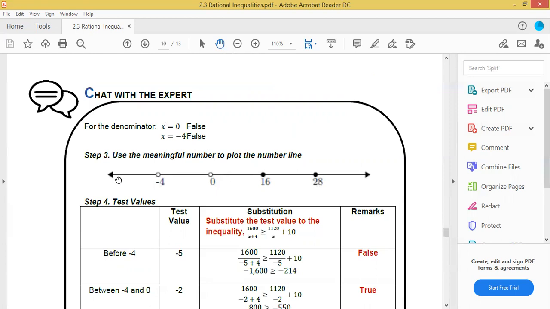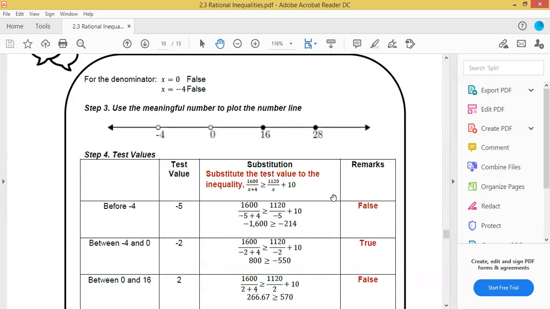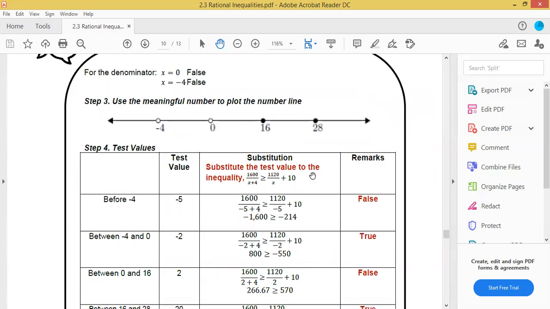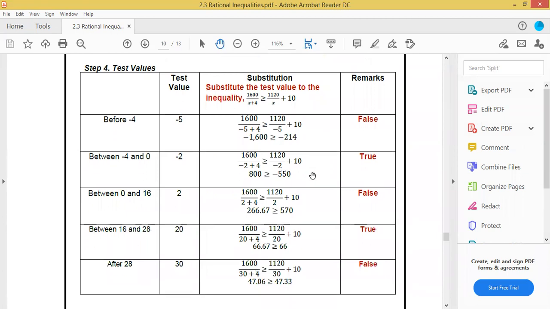We plot a number before negative 4, that could be negative 5. Between negative 4 and 0, that could be negative 2. Between 0 and 16, that can be 2. Between 16 and 28, that can be 20. And after 28, that could be 30. Then substitute it to the original inequality. Pause for a moment and check if you'll get the same remarks as I do.